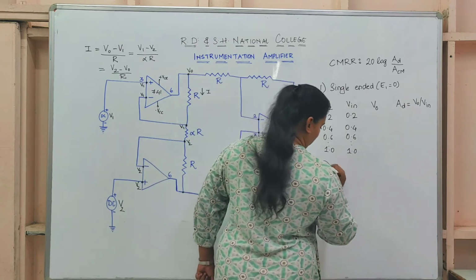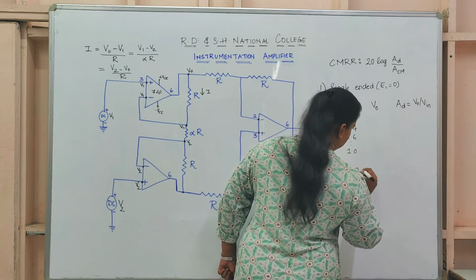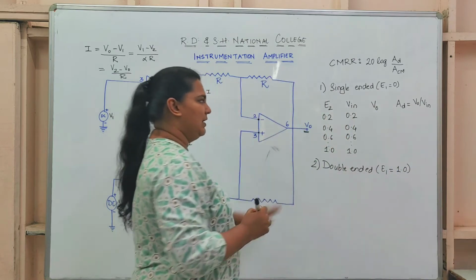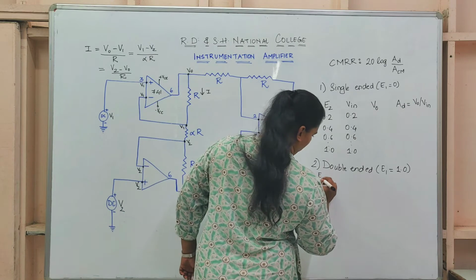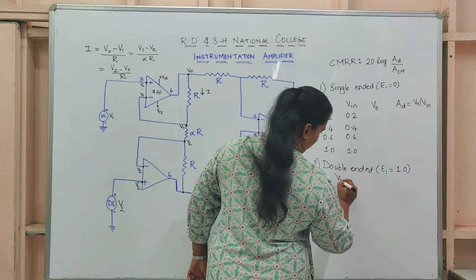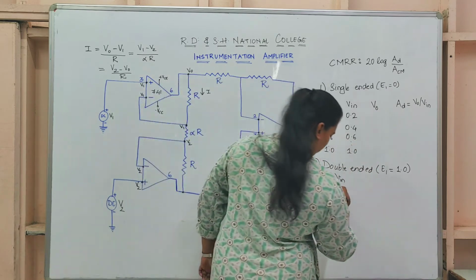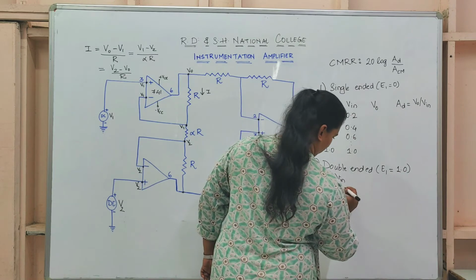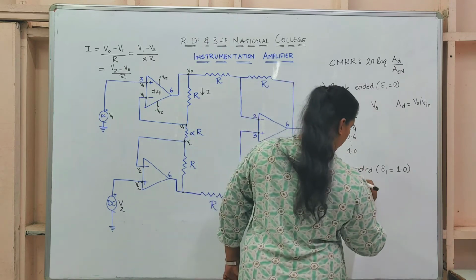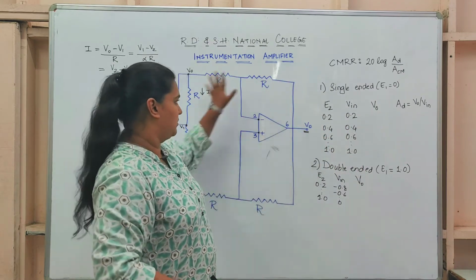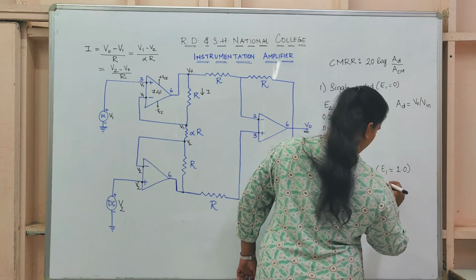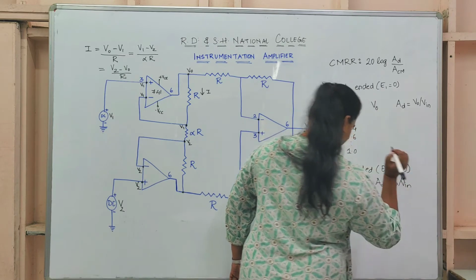In double-ended, I now hold this E1 at some constant voltage, say 1, and I will repeat the procedure. I will keep E2 at values 0.2, 0.4 up to 1. I will take the Vn, which will be E2 minus E1, so I will get negative voltages, because 0.2 minus 1 will be 0.8, then I will get 0.6 up to 0. Then I will measure V out, which will come as a result here because of all the gain and resistances. And then I can calculate AD for double-ended as again V out upon Vn.